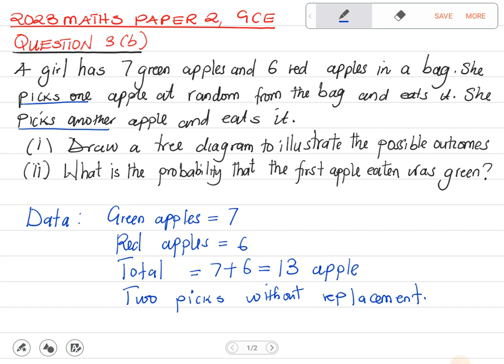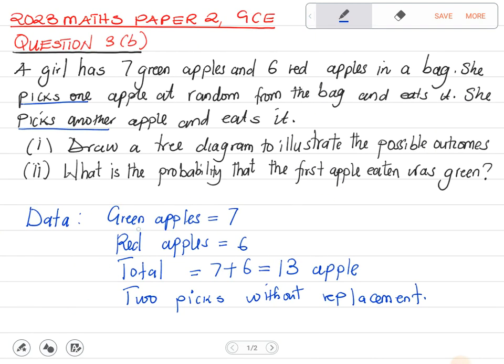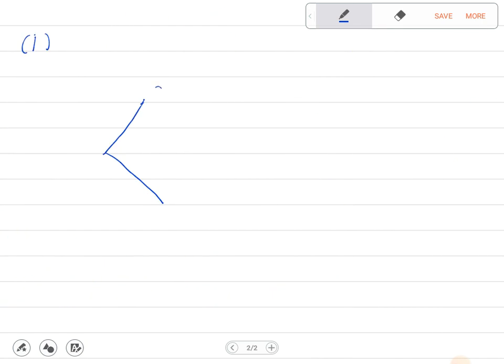So now, answering part 1, drawing a tree diagram. Because there are only 2 selections, we are going to have only 2 selections. And because there are only two colors of apples, we are just going to have 2 branches of the tree. So let's go. We can have this and this, where we have green and red. So we can say green, we put G, red, we put R.